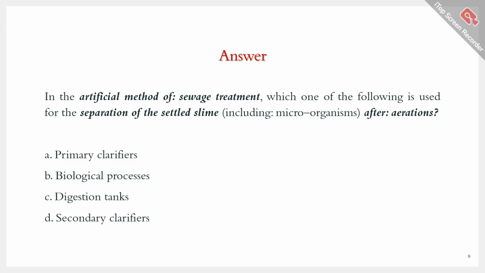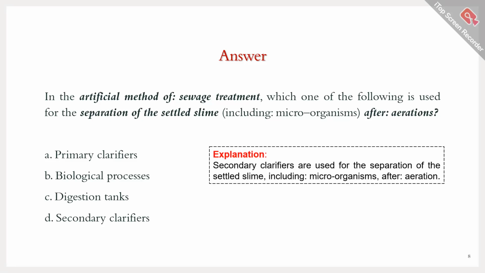Now the answer is secondary clarifiers. They are used for the separation of the settled slime, including microorganisms, after aeration. So option D, secondary clarifiers, is the correct option.